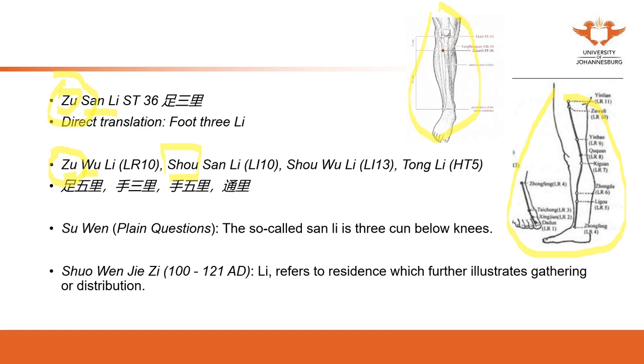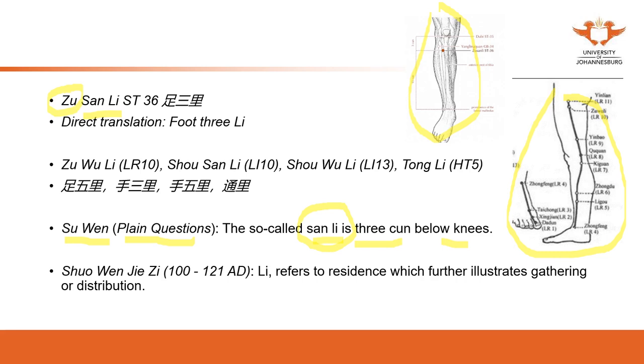So the foot sanli, the Zu Sanli, Stomach 36, in the Huangdi Neijing, the Su Wen, the first volume, Plain Questions, is described. Now let's look at this word sanli. As we said, zu means the foot. It explains that the so-called sanli is 3 chun below the knees.